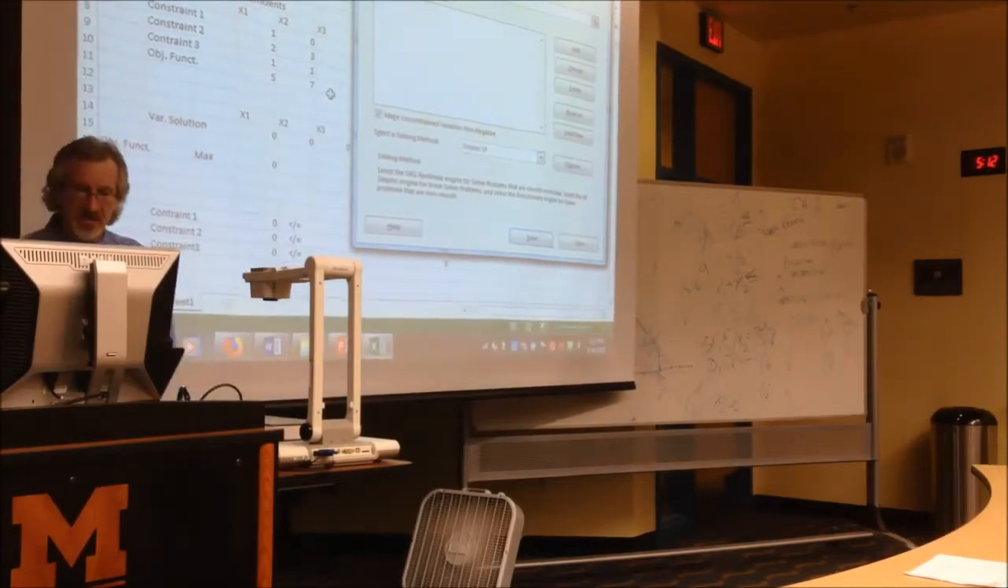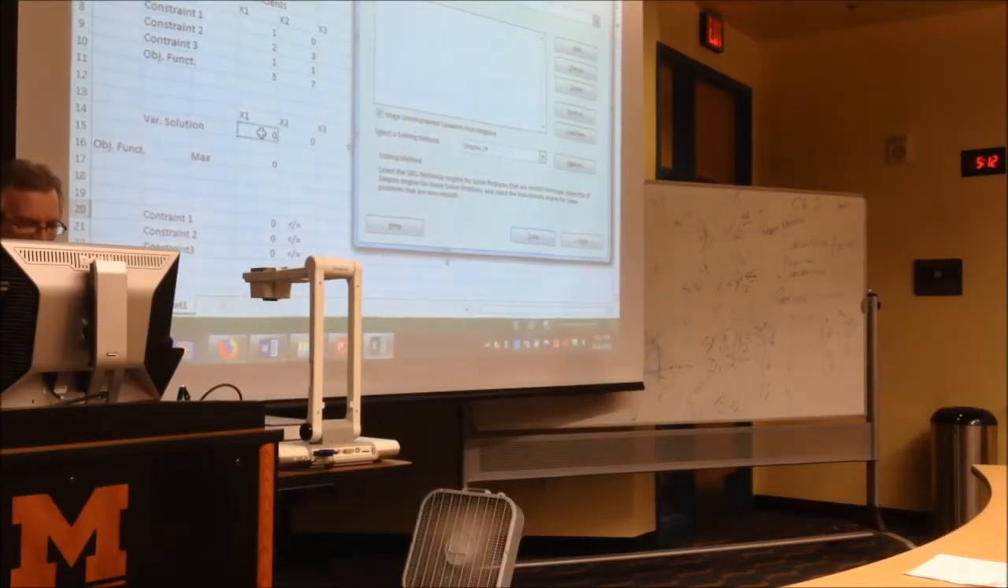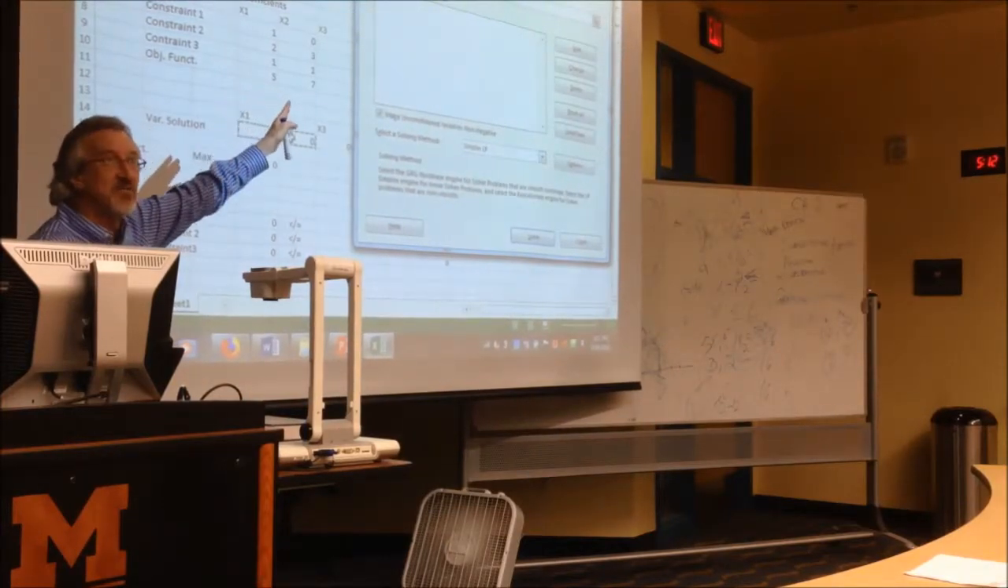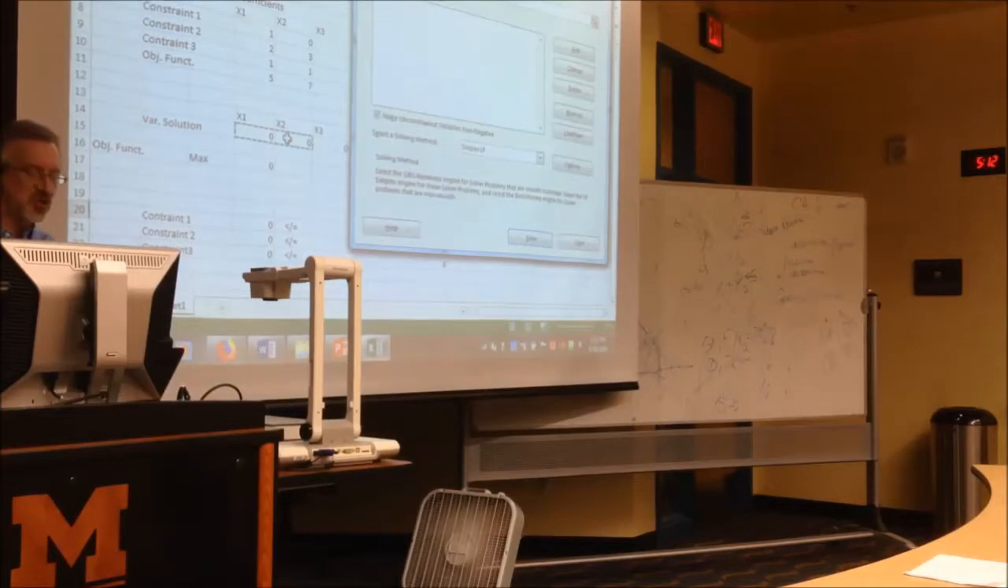E14, F14. So I'm just highlighting them and dragging, and there it is, E14 colon F14. Use the dollar sign if you want it to not change.